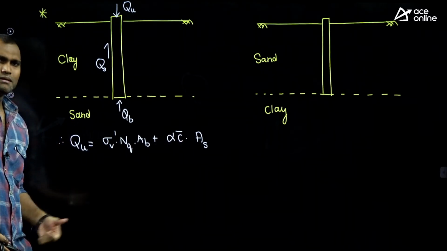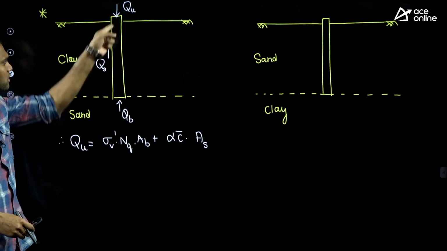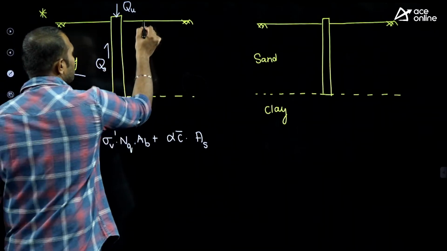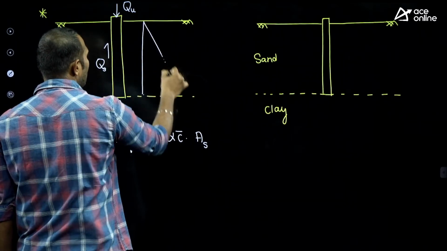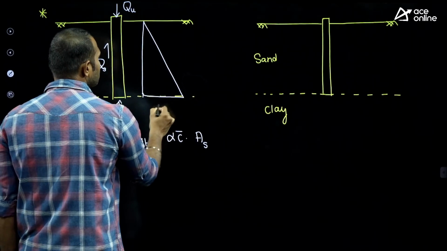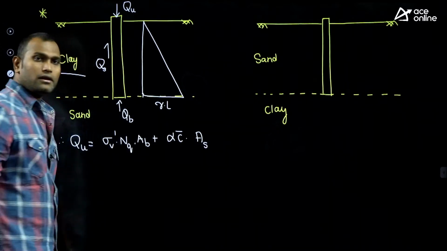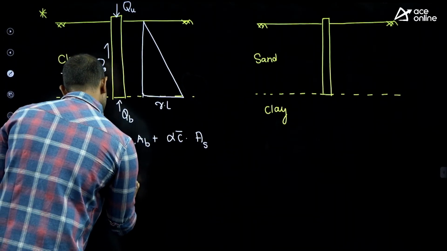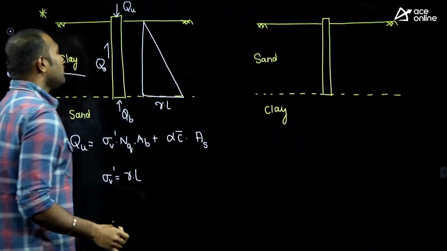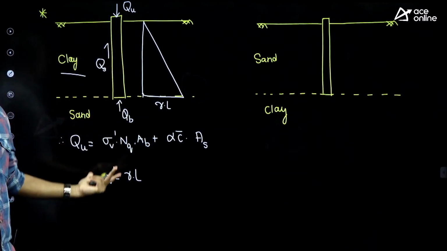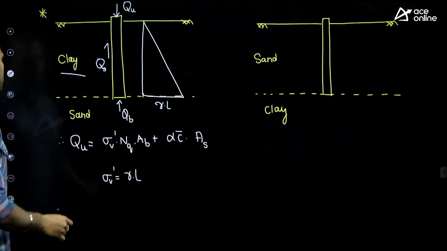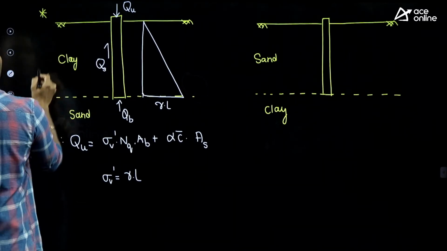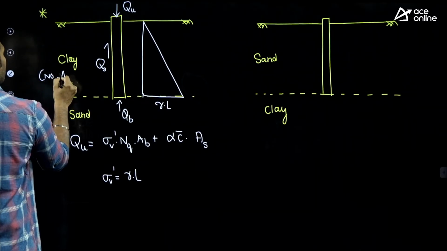But sir, what is the sigma V bar? Sir, along the length, who is there? Clay. In clay, there is no arching effect. In the case of the clay, the stress varies all along the length. Simply, that is gamma into L. Where sigma V bar is nothing but gamma into L. If there is a water table, do take it as gamma dash into L, because in the case of the clay, there is no arching effect.